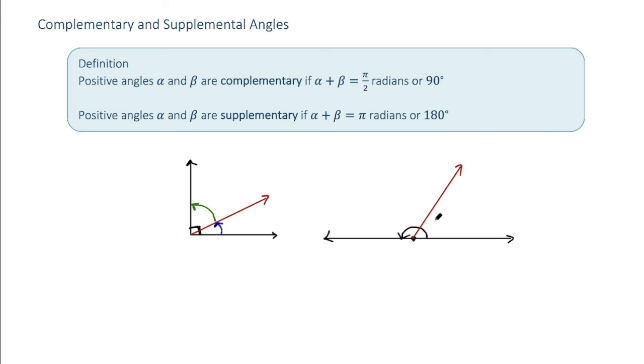you could have an angle, that angle there, and add it to that angle there. You get 180 degrees or pi radians, and those two angles we call supplementary.